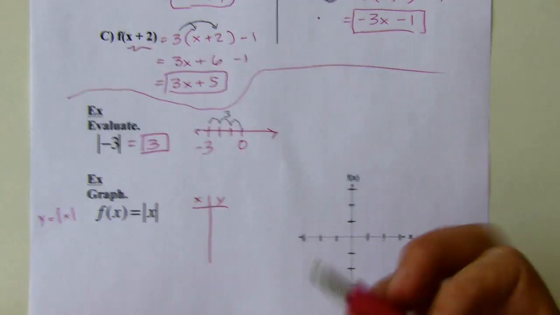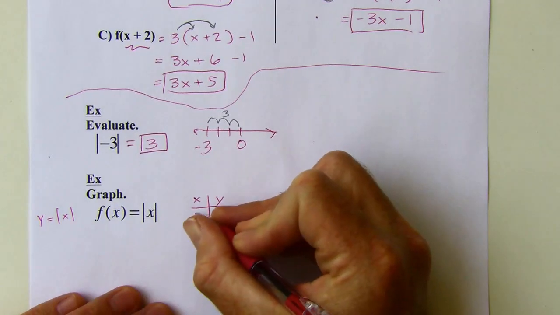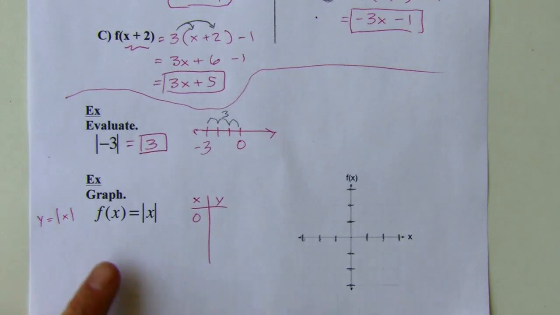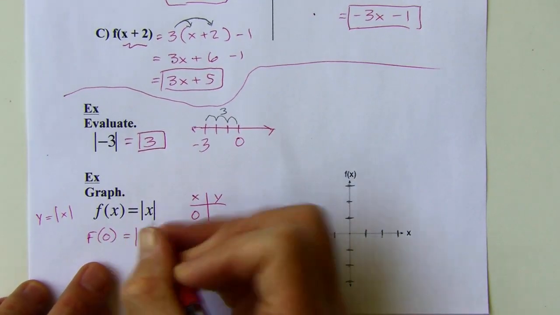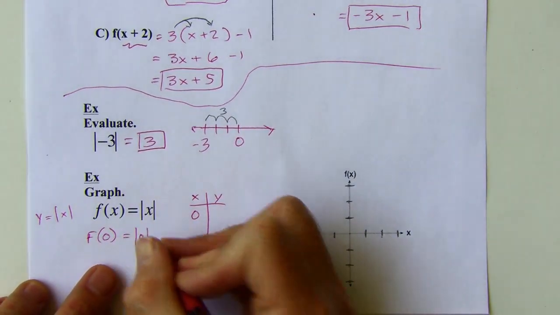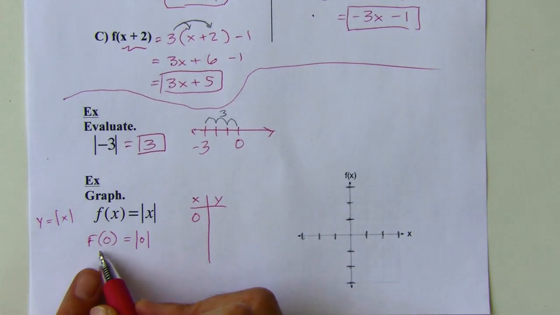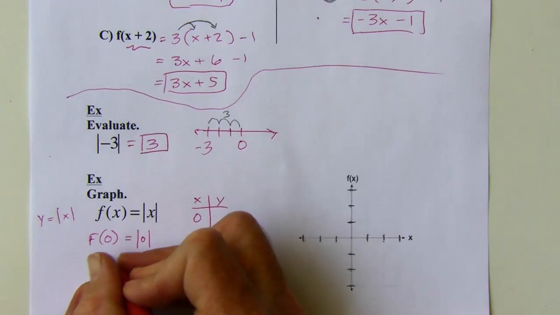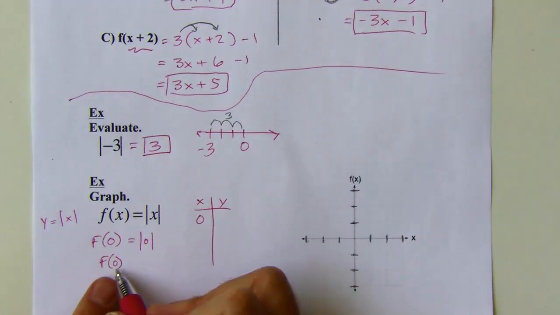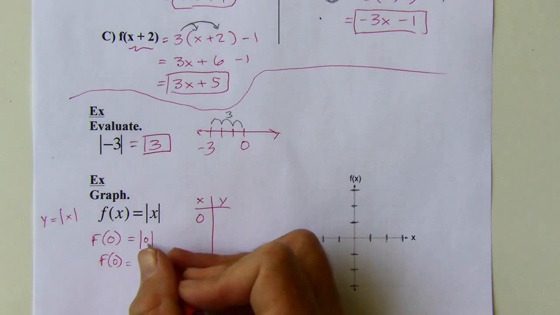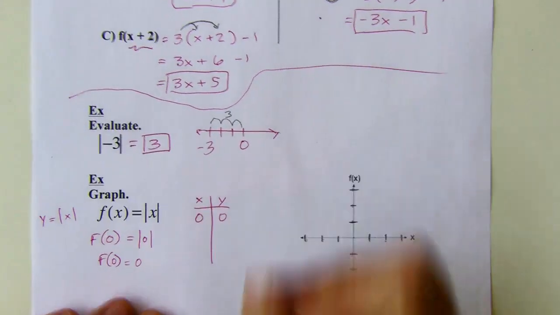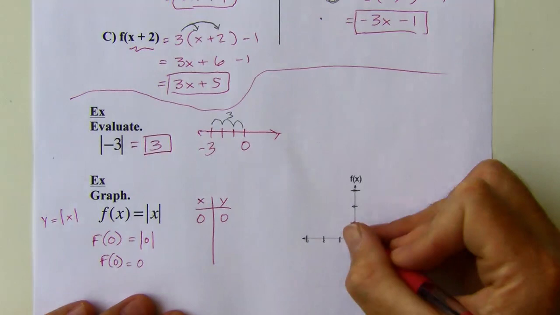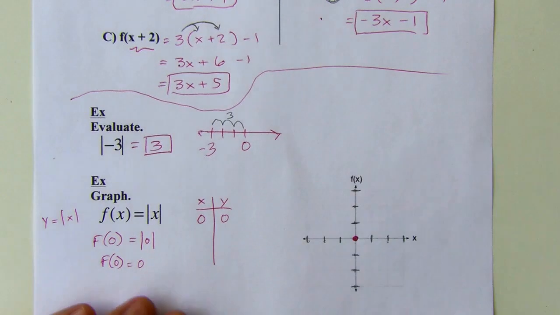So I'm thinking, okay, well, what happens if I have 0 for x? Well, let's try it out. So f of 0, just going to plug in 0 there. And remember, this is really going to be the same as the y that comes with it. So f of 0, the value of my function when my input is 0, well, the absolute value of 0 is 0, right? It's 0 spots away from 0 on the number line. So that means 0, 0 is going to be on my graph. Okay, so let's put it in there. There's the point 0, 0.